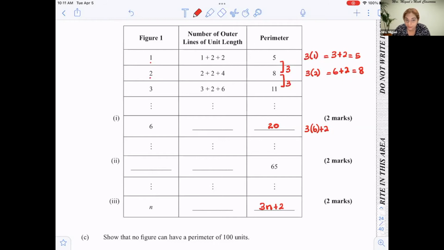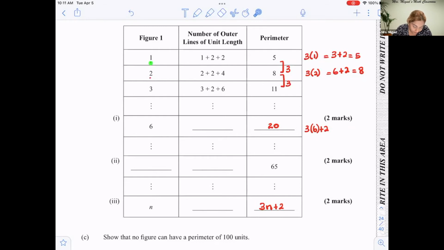Let's continue. Following my number of outer lines of unit length, I am looking for a pattern. Ever since you were small and going to kindergarten, you have been playing with blocks and looking for patterns and trying to put puzzles and shapes together. This question is the same thing. It's an investigation, it's a pattern, it's a sequence, right? So let us look at the pattern.